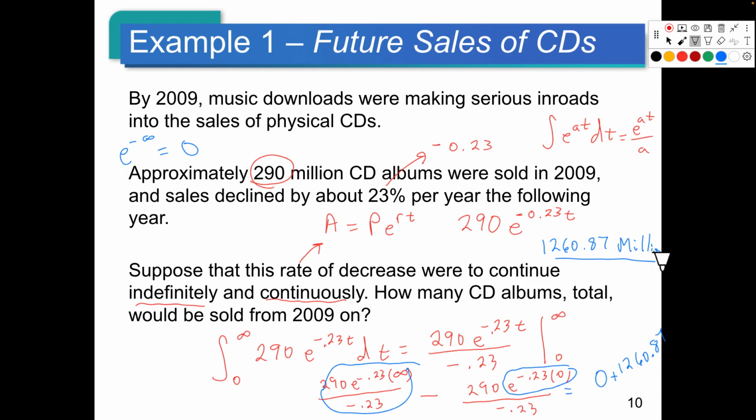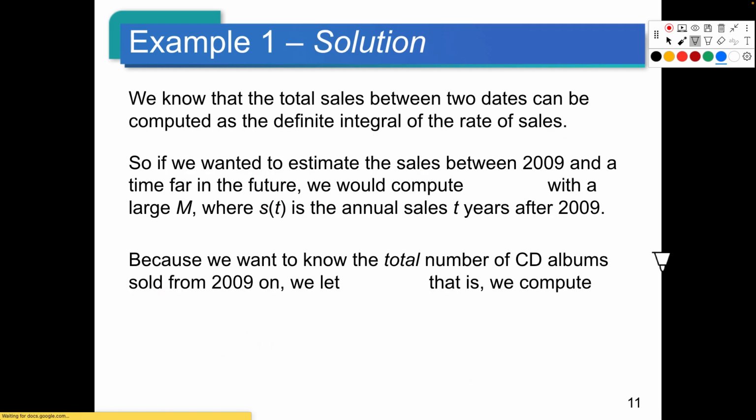Okay, so we just come here and say, this whole thing goes to 0. If this goes to 0, then it's all 0. This just goes to 0. This part here becomes 1, so it's 290 over that number. Okay, and let's see what we end up with.